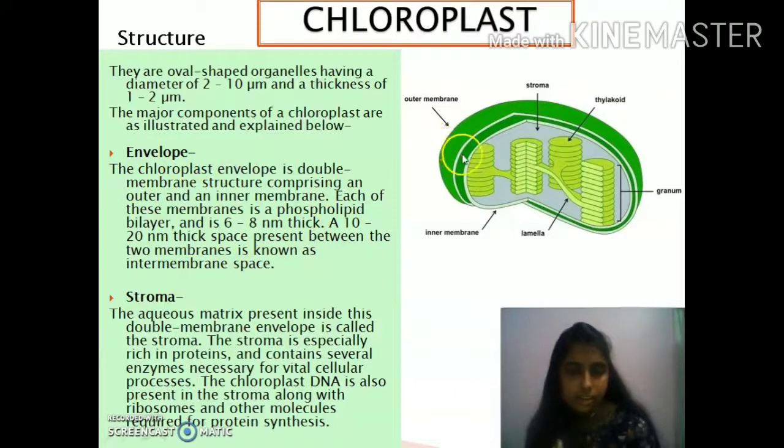That is, the covering of the chloroplast is a double membrane structure, which consists of the outer membrane, you can see this one, and the inner membrane, this one. Okay, and the space between these two is termed as the intermembrane space. Clear? Next you can see the term which is called stroma. So what is stroma? It is the aqueous matrix or the ground matrix, okay, which is present inside the chloroplast.